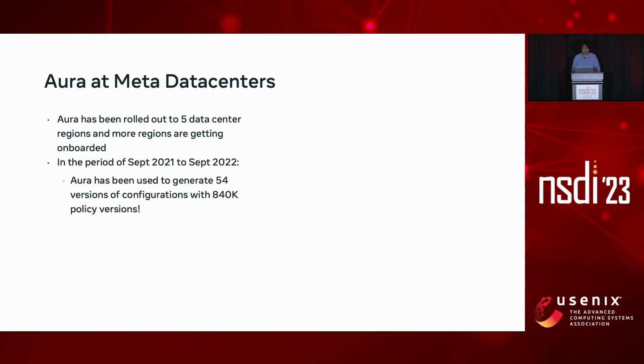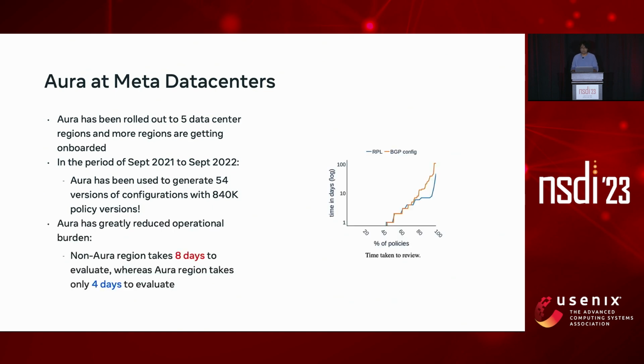Aura has been rolled out to about 5 data centers, and more data center regions are currently being rolled out. In the period of September 2021 to September 2022, Aura has been used to generate 54 versions of configurations with more than 800,000 policy versions. Aura has greatly reduced operational burden. This is easy to compare because we have regions which are not being onboarded to Aura, and regions which are using Aura.